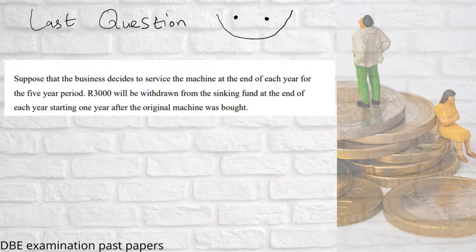Let's look at this last question. Interesting question. They say, suppose that the business decides to service the machine at the end of each year for the 5-year period. So 3,000 will be withdrawn from the sinking fund at the end of each year, starting 1 year after the original machine was bought.